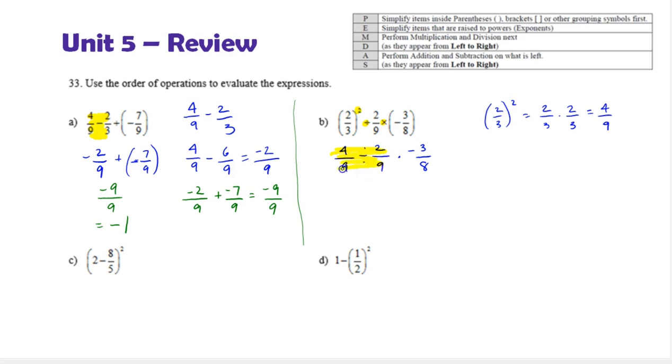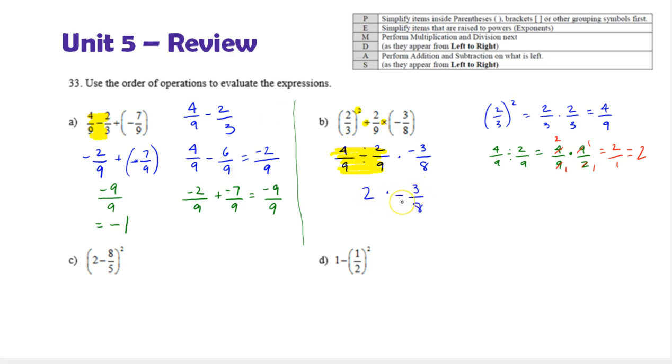Next, we'll do the division. So we'll do this on the side. Let's use a different color. So 4/9 divided by 2/9. Okay, we learned a few ways to do this, but I'm going to use the old standby, change division to multiplication, and reciprocate the fraction. Now we'll cancel out common factors. And notice we're just left with 2 over 1, or 2. So this is just 2 times negative 3/8.